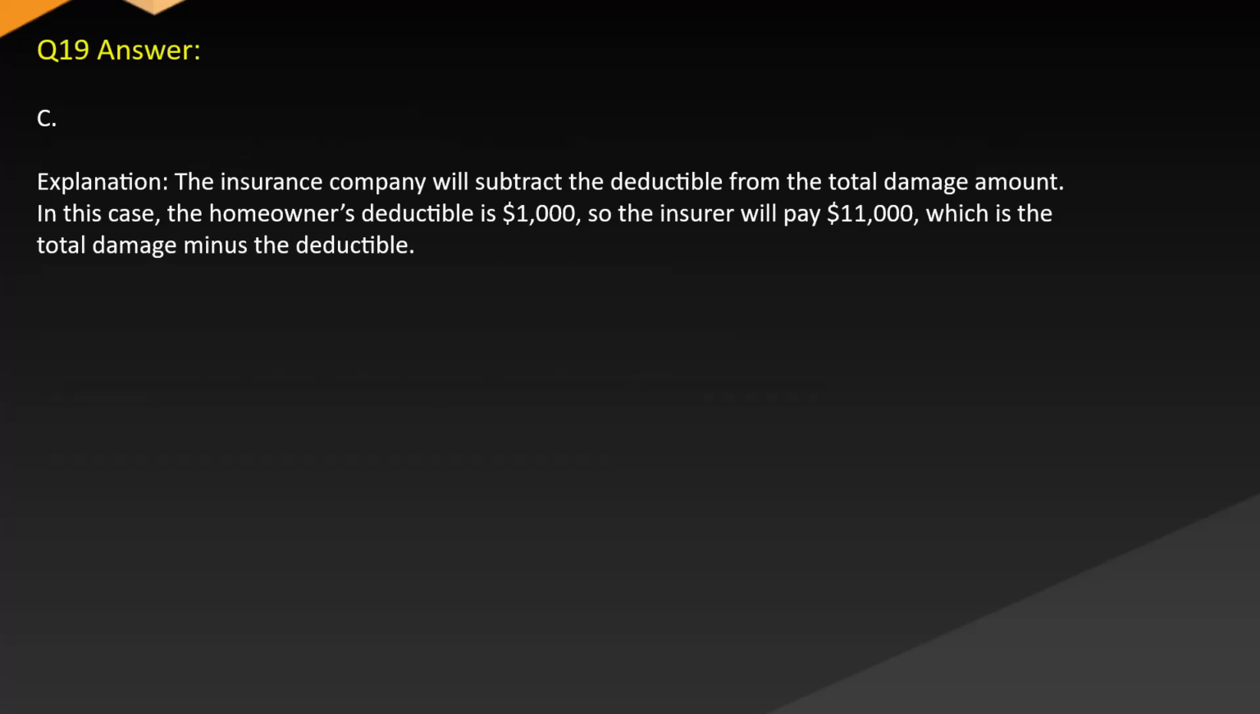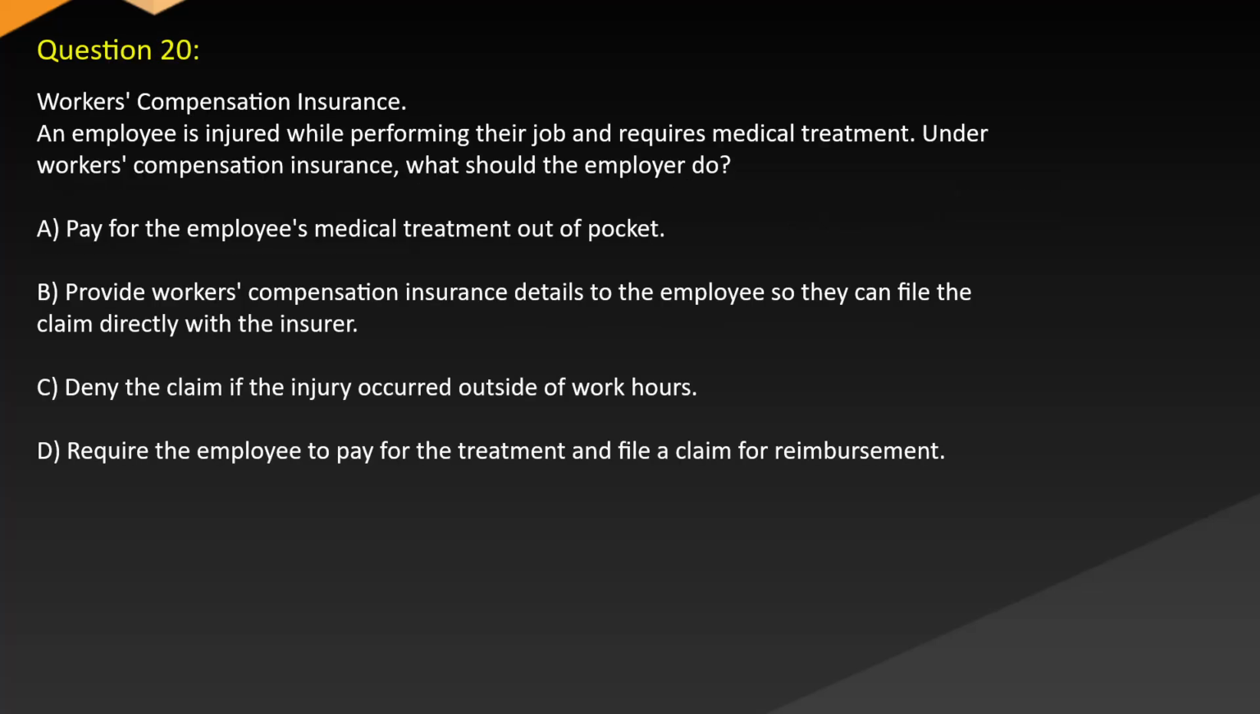Answer C. Explanation. The insurance company will subtract the deductible from the total damage amount. In this case, the homeowner's deductible is $1,000, so the insurer will pay $11,000, which is the total damage minus the deductible.